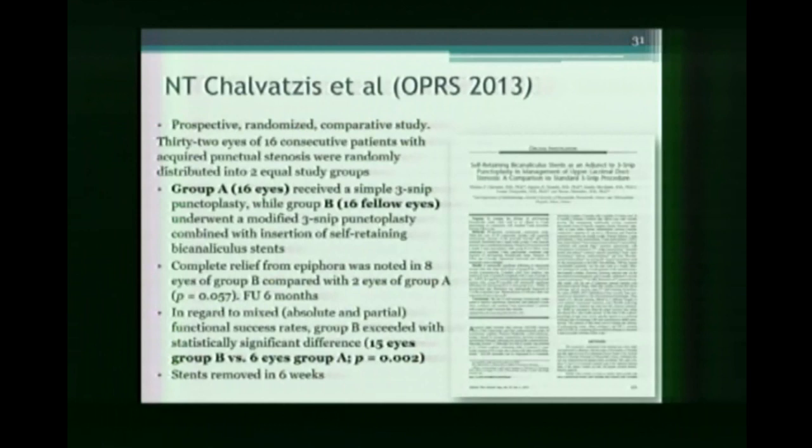Their results, when combining both the absolute and partial functional success, were very high in the stented group, almost 15 eyes out of 16, in contrast to 6 eyes in the group that received only punctoplasty, and that was statistically significant. Stents were usually removed at 6 weeks.